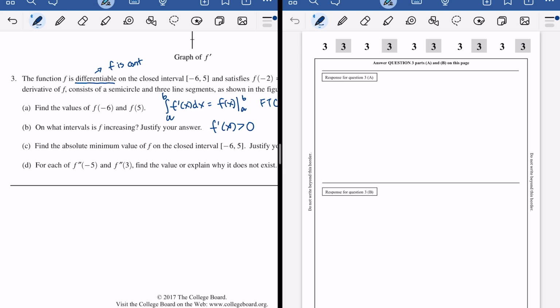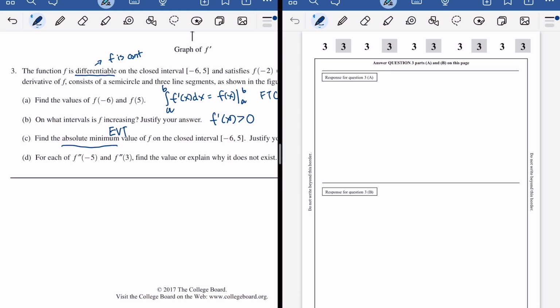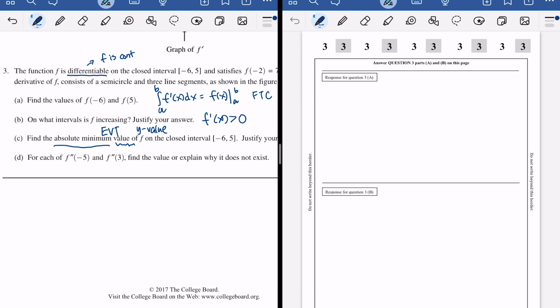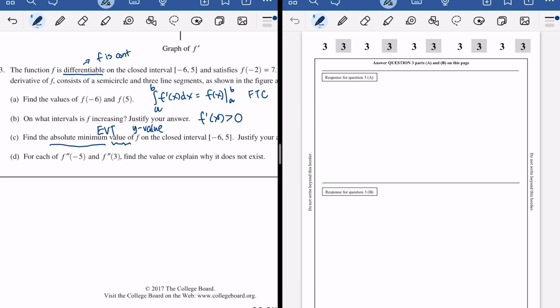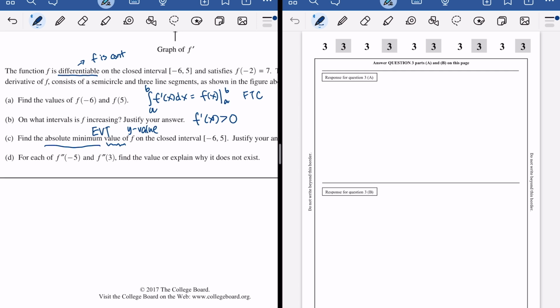For part C, we want to find the absolute minimum value. When you see the absolute minimum or the absolute maximum, that reminds us to use the EVT, the extreme value theorem. And there's one keyword here, it says the value. This means the y value. So we have to be careful about those keywords. Sometimes the question is looking for the x coordinate, sometimes they are looking for the y value. So we have to be careful about what they're asking.